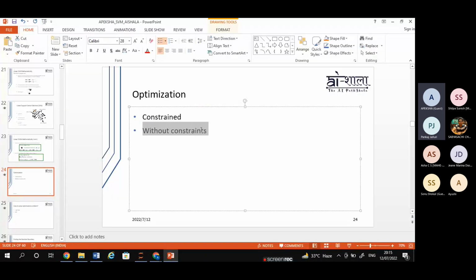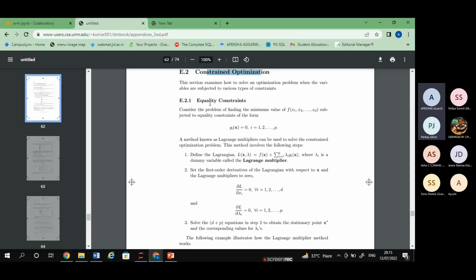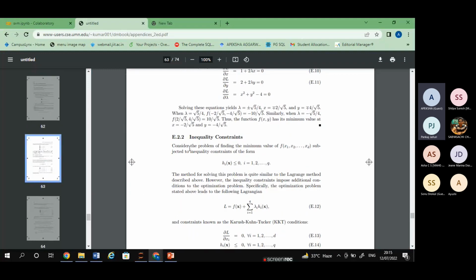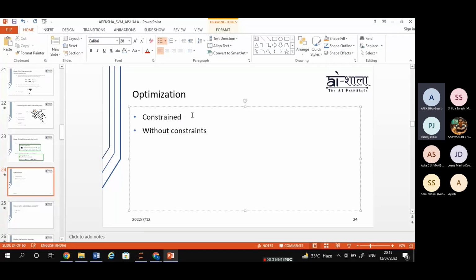Constraint and without constraint. So I am going to get into constrained optimization, and in constraint you have two things: equality constraints and inequality constraints. Two things are there. Okay. So I will also say it is of two types. One is with equality, and the other is without equality.